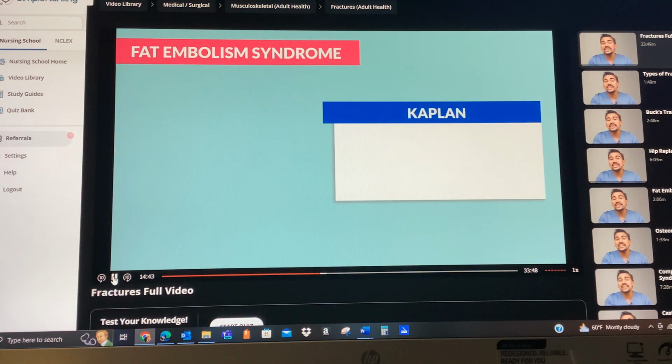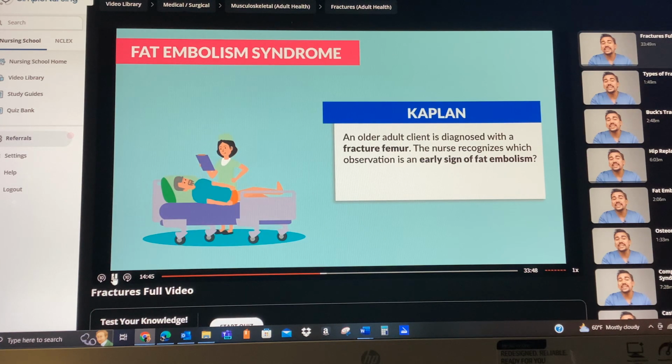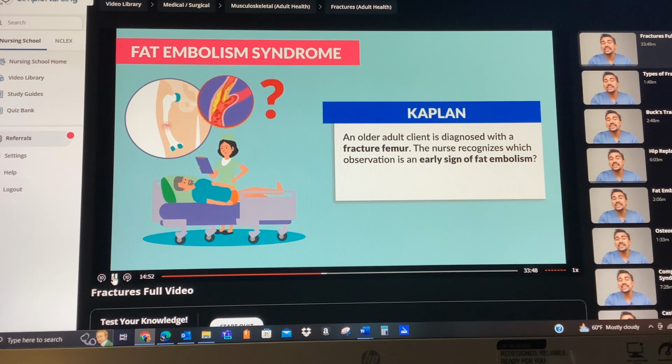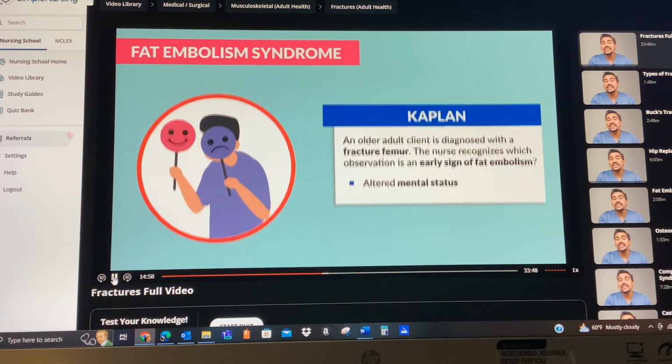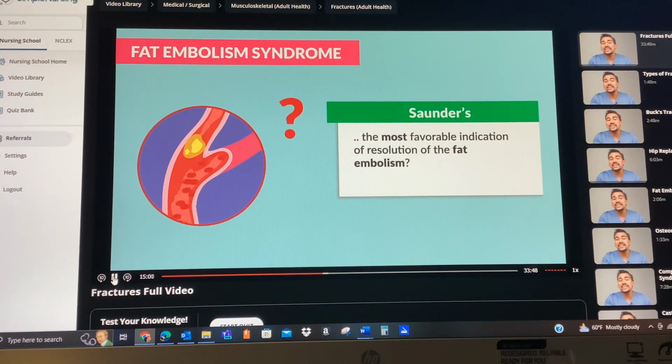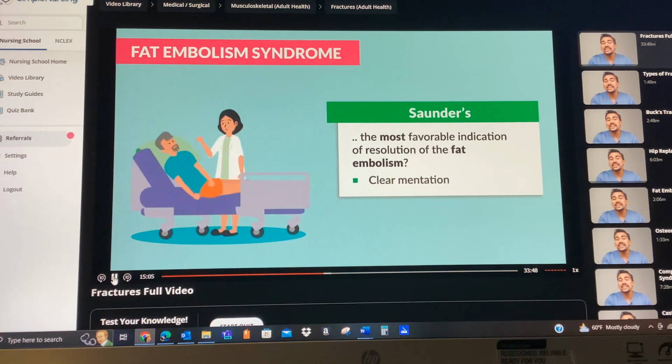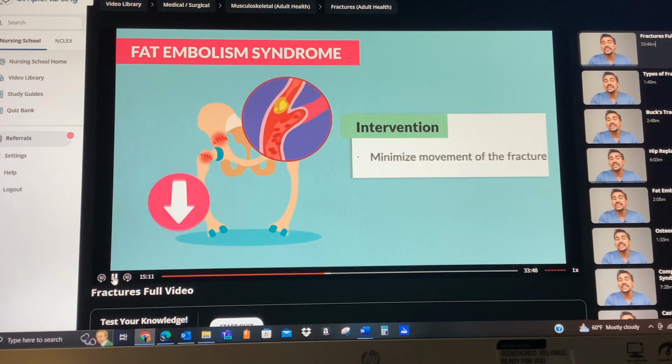So Kaplan mentions, an older adult client is diagnosed with a fractured femur. The nurse recognizes which observation is an early sign of a fat embolism? Altered mental status. So you see how that key term came up in Kaplan. And Saunders mentions, the most favorable indication of a resolution of a fat embolism is a clear mentation, or basically clear mental status.